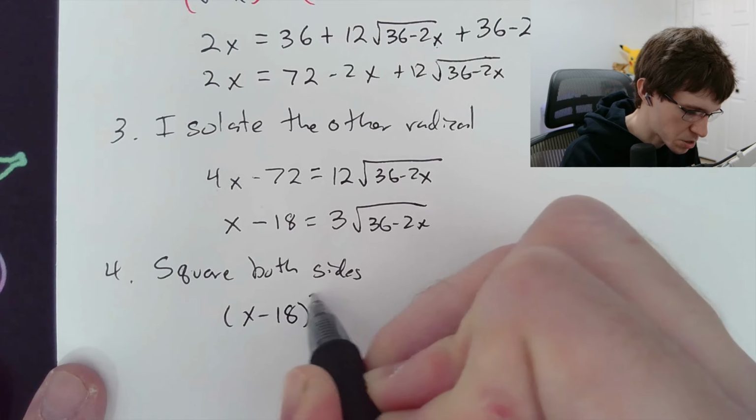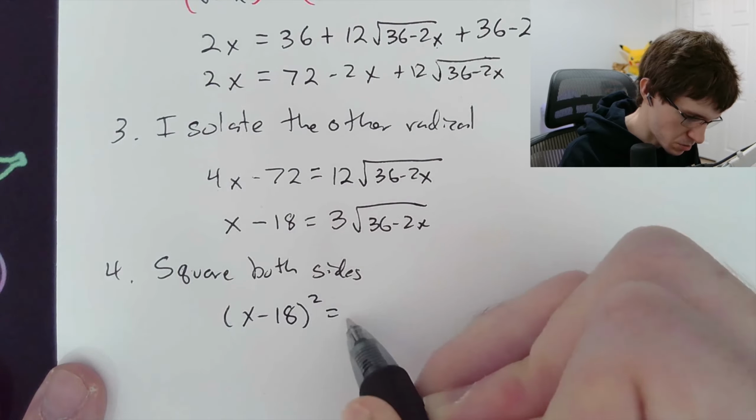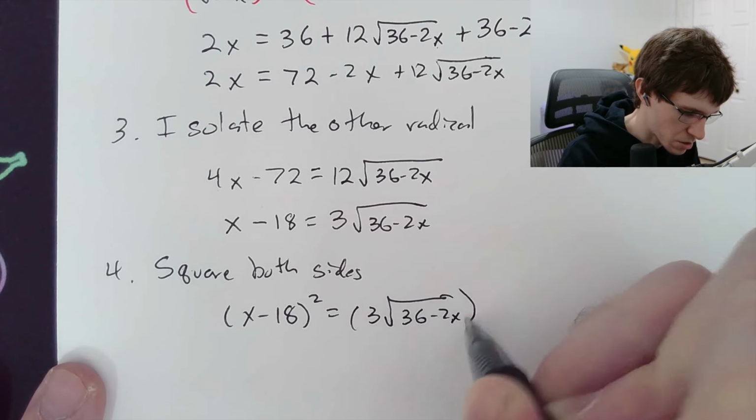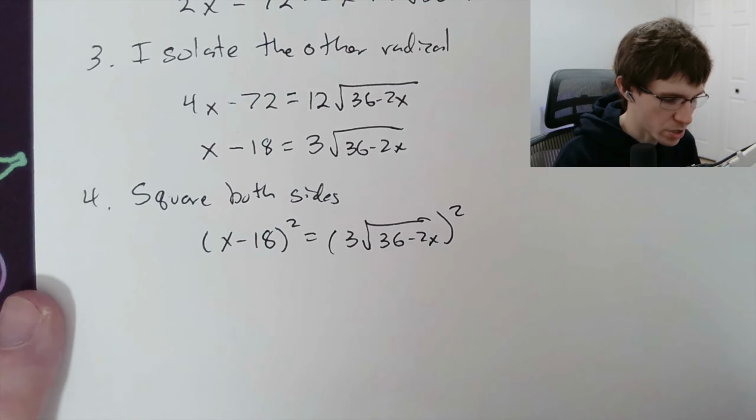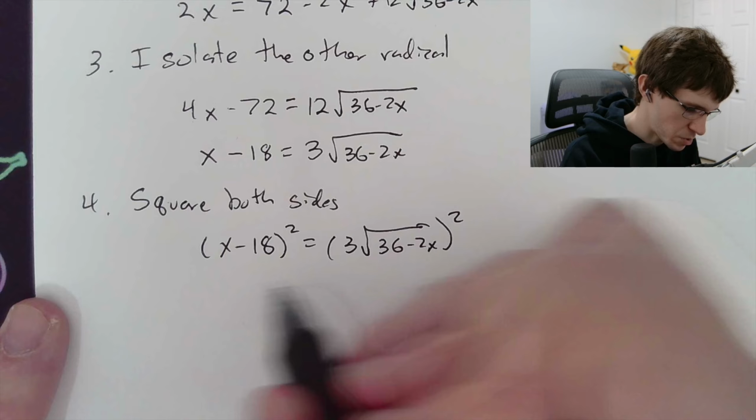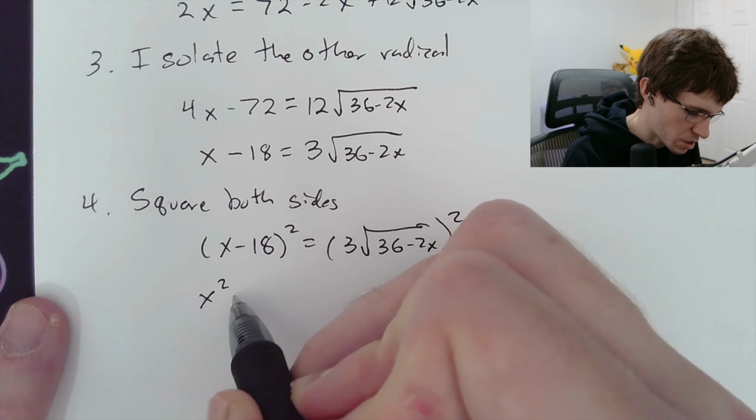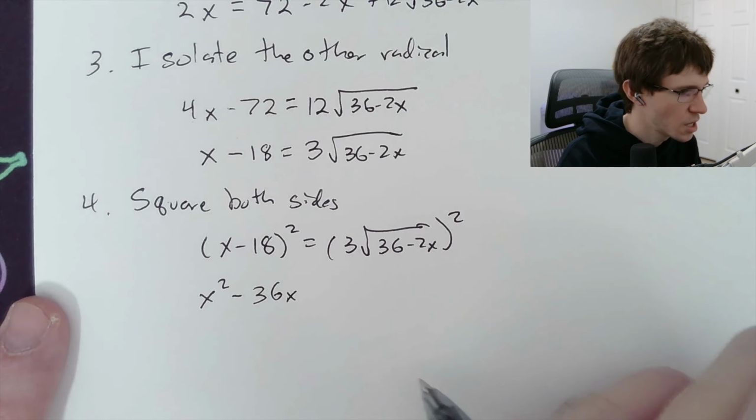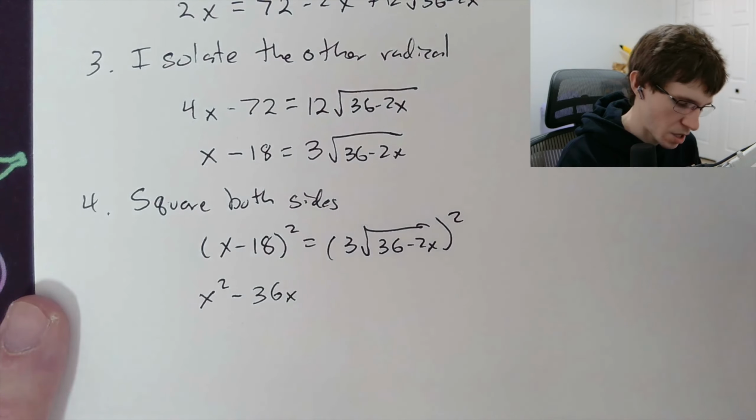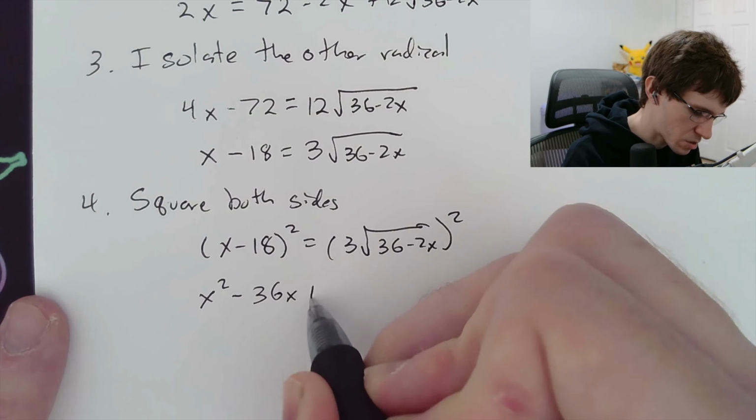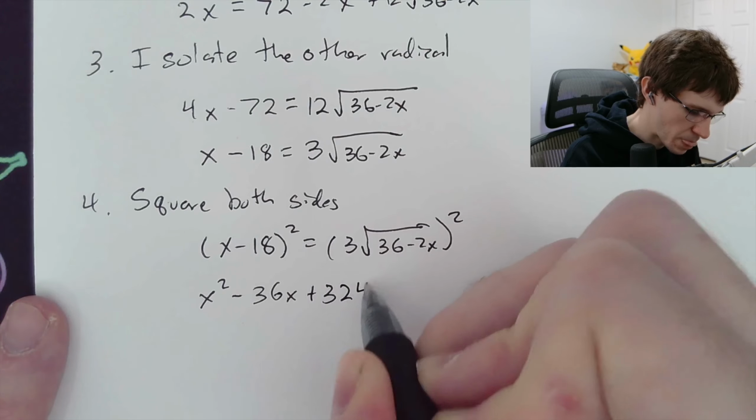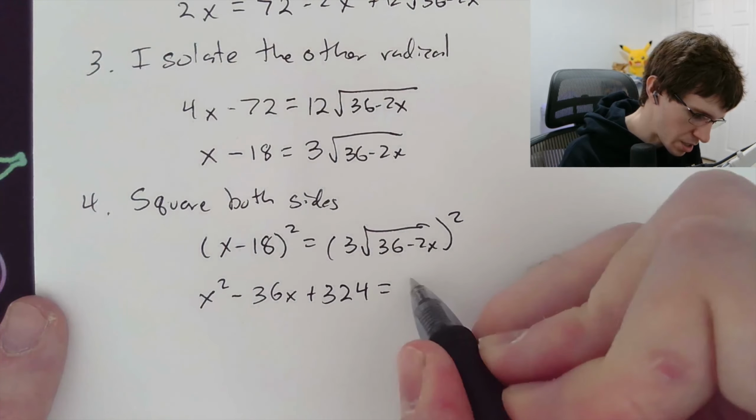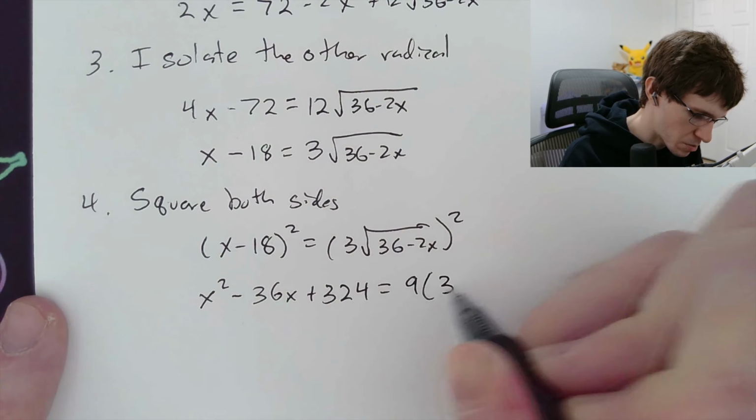X minus 18 squared is equal to, and we're squaring again the entire thing, 36 minus 2x all squared. Using our formula we had written down earlier, a plus or minus b squared is going to be x squared there minus 2 times these ones. So that's going to give us 36x. And then 18 squared, happens to know that one off the top of my head. That's 324. And on the other side here, 3 squared is 9. And then the square root disappears.